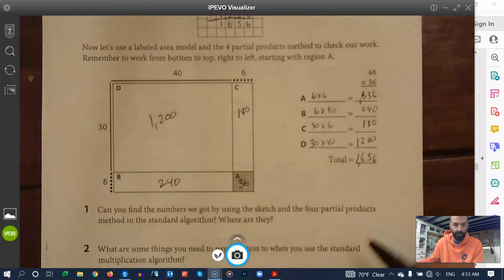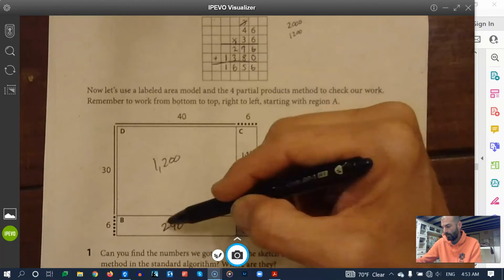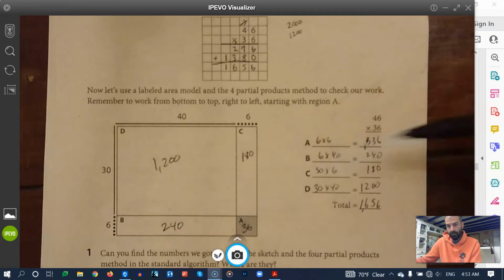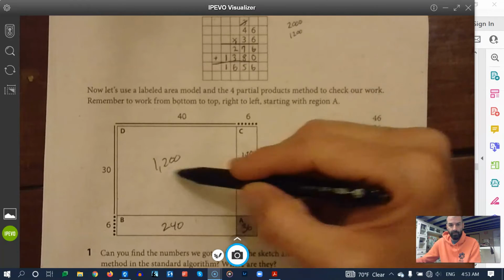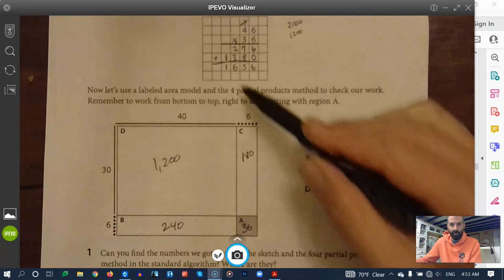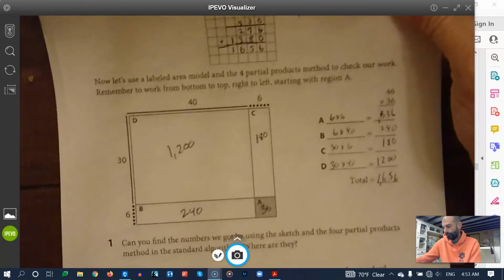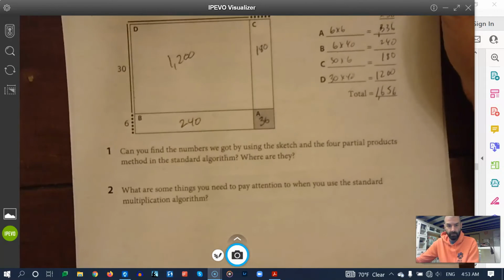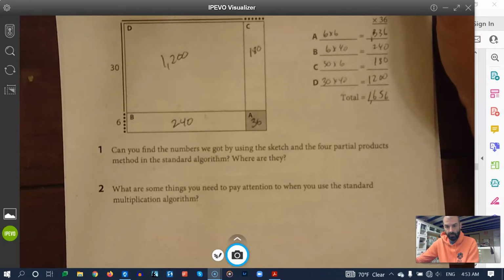All right, so it says, can you find the numbers we got by using the sketch and the 4 partial products method in the standard algorithm? Where are they? So again, if we have this 276, that's here. That's this A and B together. That's 276. 1,380, that's D and C together. That gives us the 1,380. And then the 1,656, that's all 4 things added together. And look at number 2. What are some things you need to pay attention to when you use the standard multiplication algorithm?